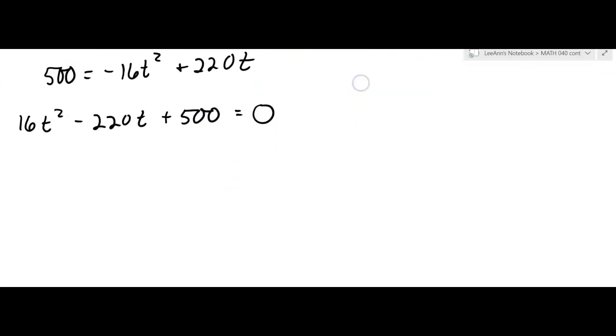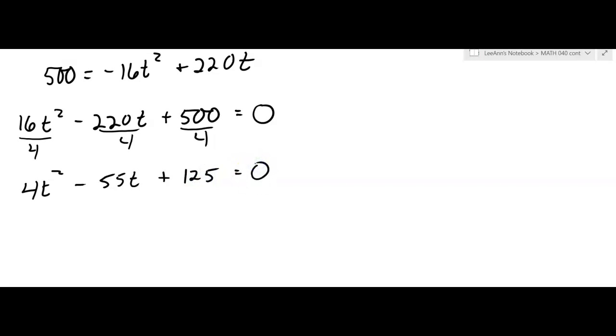Now, to make things go a little bit nicer for me, I believe I can divide everything by 4. So I'm going to divide everything by 4 here. And I'm going to get 4t squared minus 55t plus 125. Now, you wouldn't have to do that. You could keep the numbers larger. For me, it's just easier to type it in a calculator with smaller numbers, so I divided everything by 4. Let's see if I left anything out.